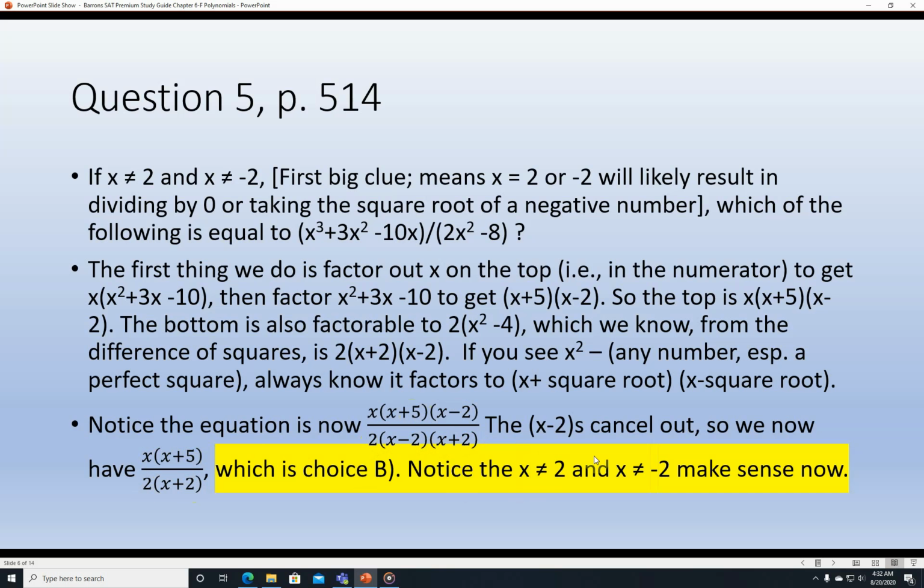Notice that x is not equal to 2 and x is not equal to negative 2 makes sense because obviously if you plug in either one of these numbers, it's going to be a problem. Well, actually just the minus 2 for this one. But if it's still in this form here, then the plus 2 would also cause a problem.